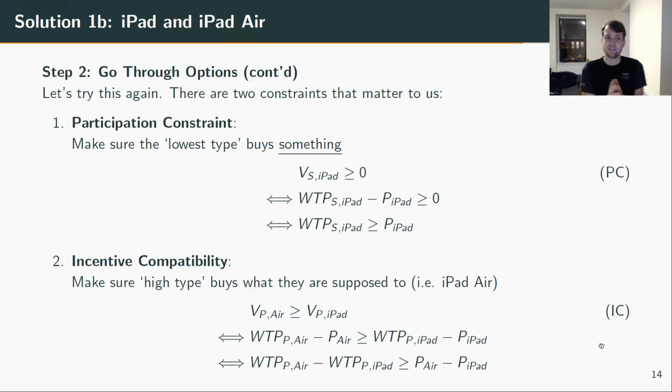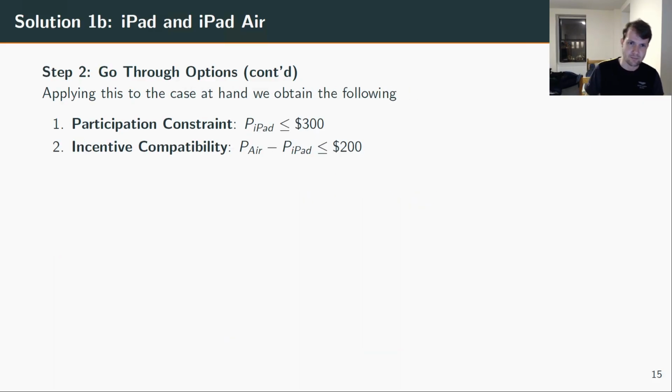This should make intuitive sense, right? The professionals value the additional features of the iPad Air by $200, the difference between 600 and 800. So the maximum they are willing to pay more for the iPad Air over the iPad is $200. So let's try again. From the participation constraint, we get that the iPad cannot be priced at more than $300. From the incentive compatibility, we get that the difference between the prices cannot be more than 200.